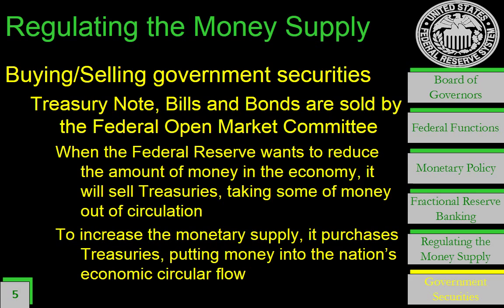And so if the bank wants to increase the amount of money in the economy, then it will purchase the securities, and so they will take the certificate out of the economy and put cash in. And so that's one of the big ways that the Federal Reserve controls the amount of money in the monetary money supply.